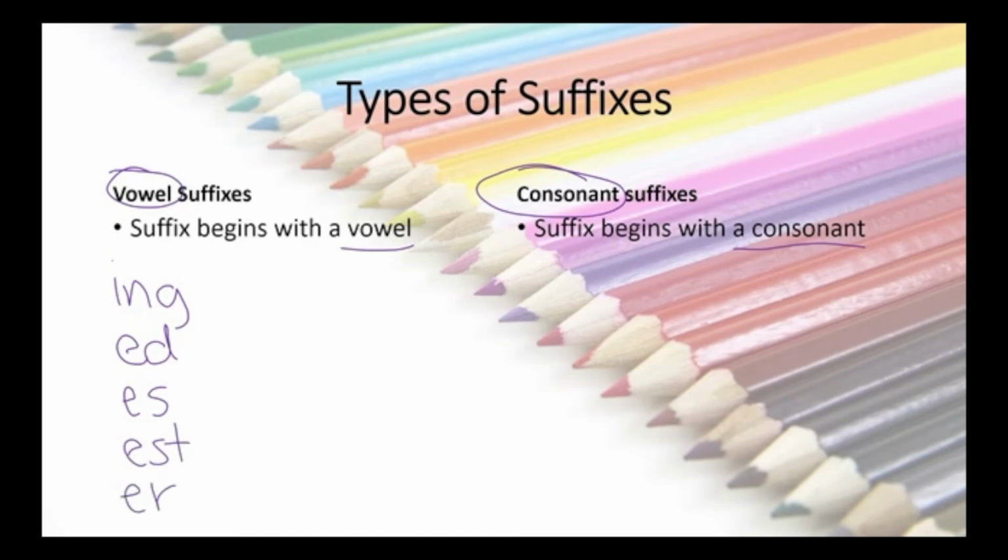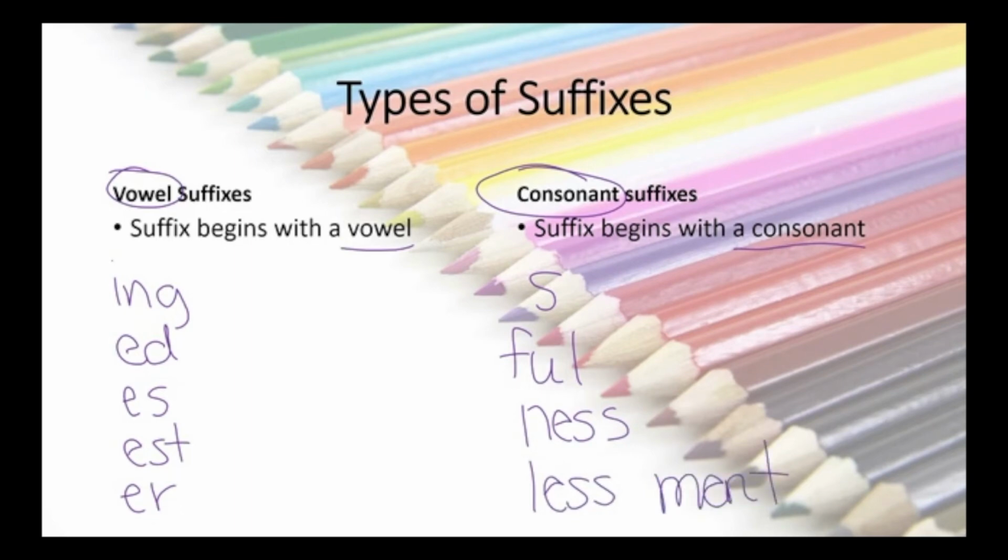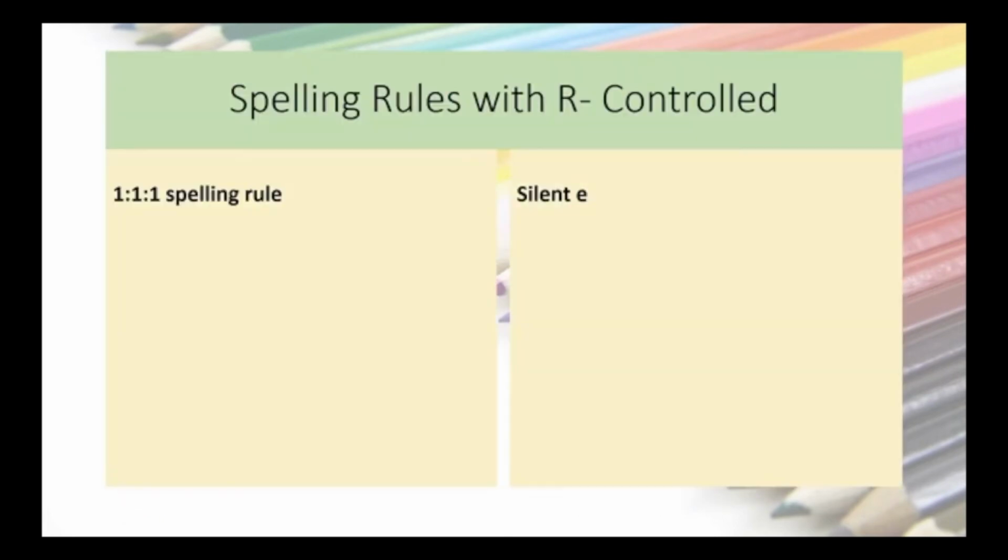For consonant suffixes, we learned suffixes like s on the end of a word. We also talked about suffixes like full, ness, less, and ment. We're going to be using these types of suffixes with our R-controlled words, and we're going to learn about the rules associated with doing these with R-controlled words. So let's talk about applying the spelling rules with R-controlled words. The first thing I want you to realize is we're still going to be looking at the 1-1-1 spelling rule and talking about that.